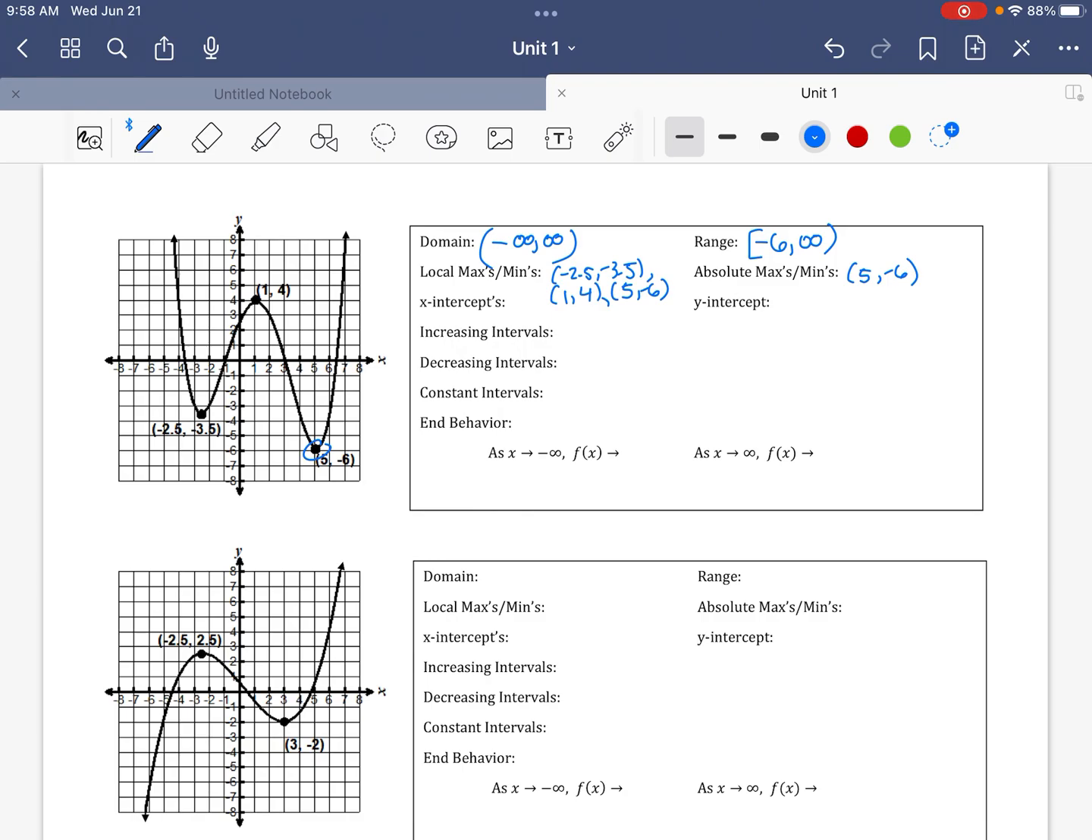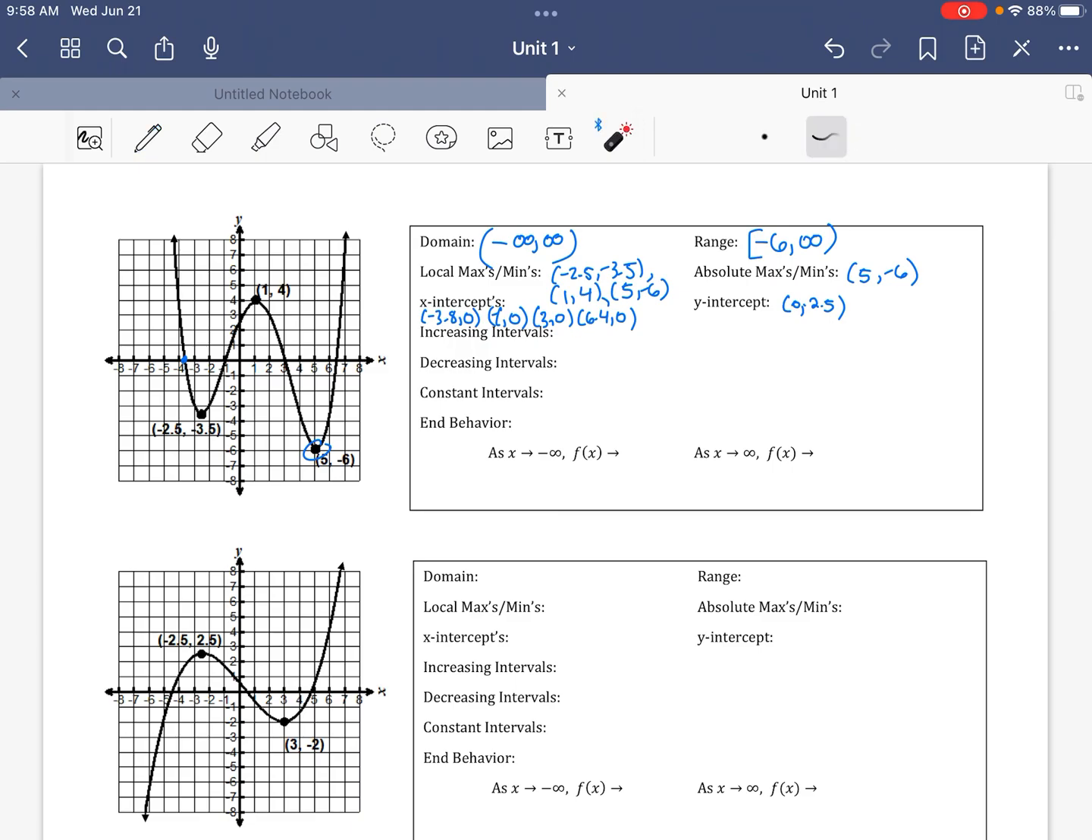All right, x-intercepts. So we're going to have to estimate here. We'll say negative 3.8 and 0. Another one at negative 1 and 0. Oh, 3 and 6.4 about. All right, y-intercept. So it looks like it's crossing at about maybe 2.5. So notice you can have many x-intercepts, but only one y-intercept ever.